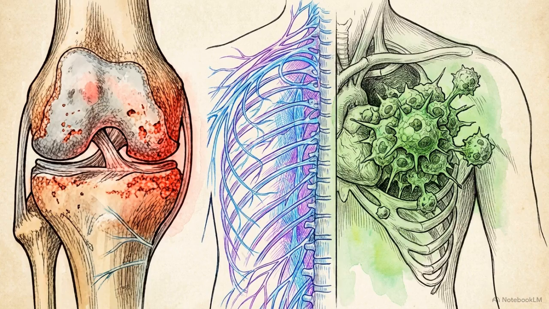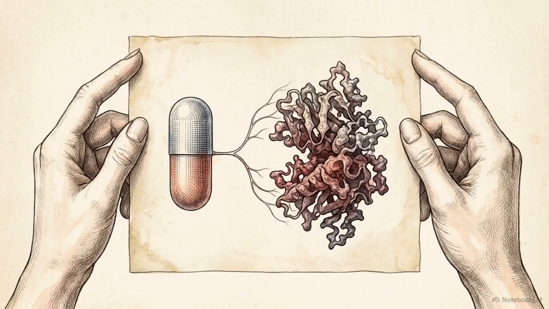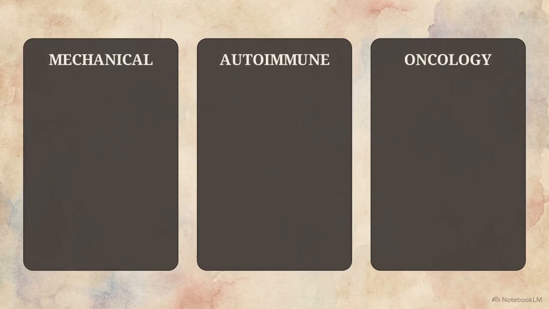Nurses manage three primary domains of systemic failure: mechanical degradation, immune misfiring, and uncontrolled cellular proliferation. To master the vast pharmacological arsenal, from NSAIDs to alkylating agents, you map the drug directly to the microscopic error it corrects. We organize these diseases and treatments into a three-column matrix: mechanical, autoimmune, and oncology.